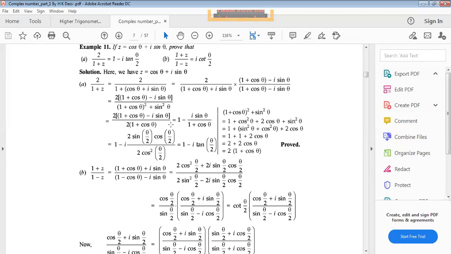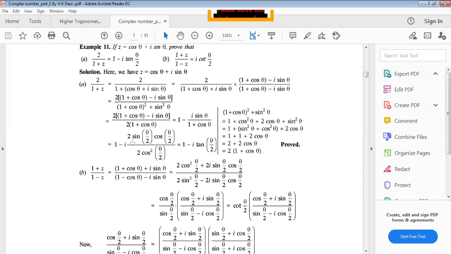2 cancel. Then we get (1 plus cos theta minus i sin theta) divided by (1 plus cos theta). That means just making two parts, dividing by 1 plus cos theta: first term divided by this, second term divided by this. Then we get this result.